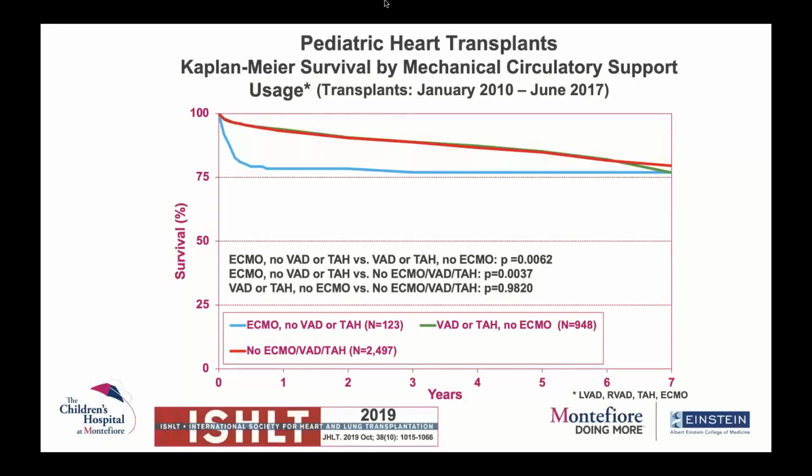Now, if you look at the survival curve, again, data from the International Society for Heart and Lung Transplant, the green curve, which is sort of hidden in the back, are patients who have VADs, but no ECMO. And red is the line which shows patients who don't have any ECMO, no VAD, and directly get a heart transplant. You can see that they overlap, meaning that patients who get a VAD and then get a transplant, or patients who don't get a VAD or ECMO and get a transplant, have very comparable outcomes.